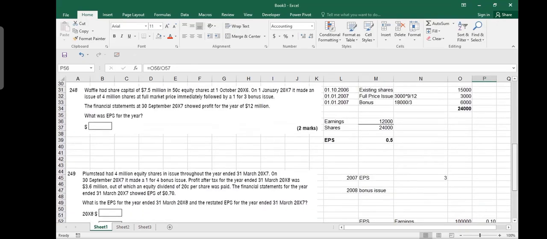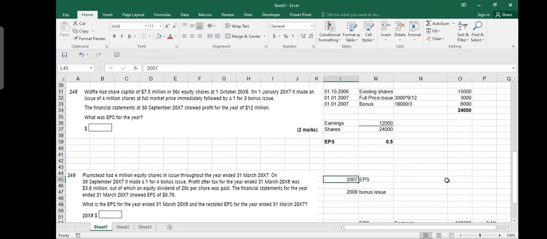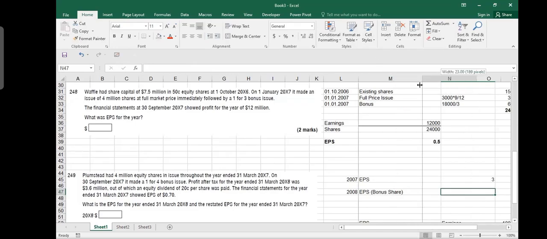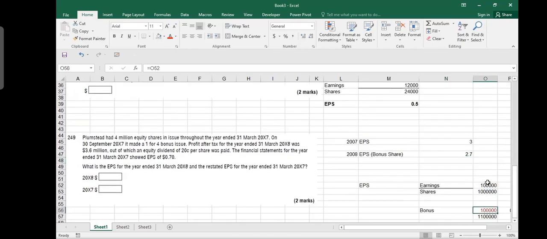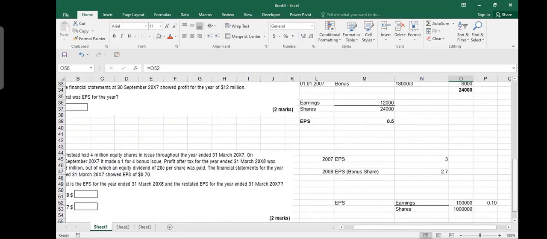Fine. Now what happens? When I calculate my EPS for 2007, it was 3. In 2008, my EPS with the impact of bonus shares, let's suppose, becomes 2.7. I'm doing the same job. My operations, my activities, my revenues, my profits are all the same. You see, my earnings are the same, but my EPS went down. So shareholders will come, they will say, oh, Mr.